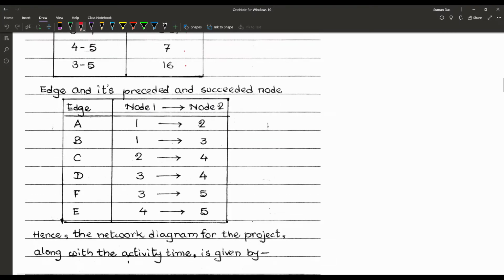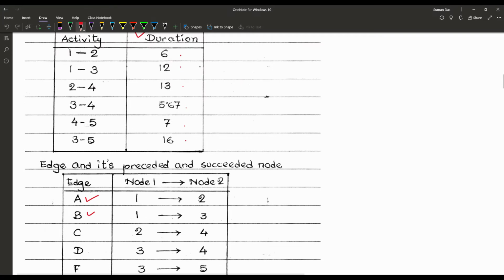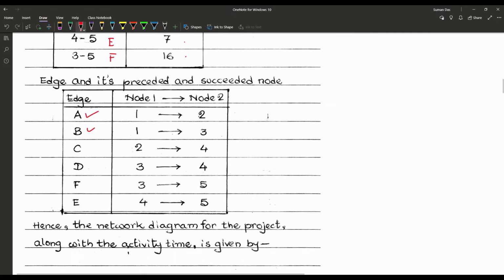Now the next table gives us the activity name using the edge. That means from activity 1 to 2 we are giving the name of the edge as A. 1 to 3, that is B. 2 to 4, that is C. 3 to 4, that is D. 3 to 5, that is F, and 4 to 5, that is E. Now we may check here.